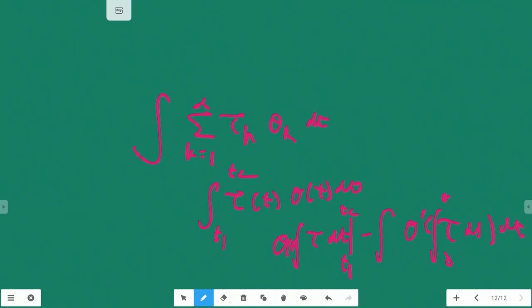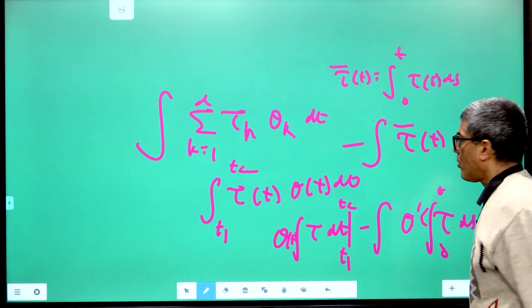So an equivalent way to describe the effect of the torque in terms of angular velocities would be to define a tau tilde function, an integral of the torque, to be tau s ds from 0 to t, and then write this as minus tau tilde t into theta dash t dt. So the contribution of the torque to the Lagrangian can also be written in this form.